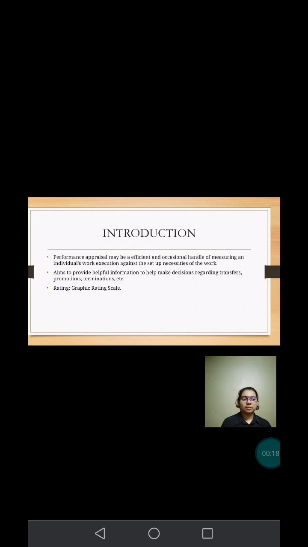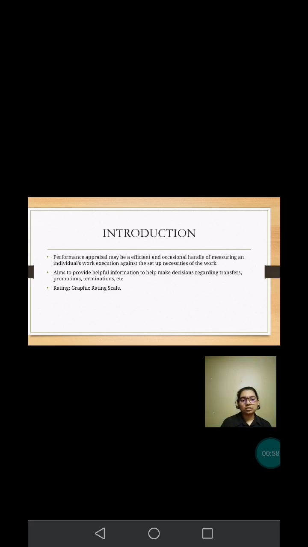A performance appraisal is an efficient and periodic method of measuring an individual's work performance against the established requirements of the work. It's a subjective evaluation of the employee's qualities and shortcomings, relative worth to the organization, and future advancement potential. A performance appraisal aims to provide helpful information to help make decisions regarding transfers, promotions, terminations, etc. Also to help make confirmation acceptance decisions regarding employees who have completed a probationary period.